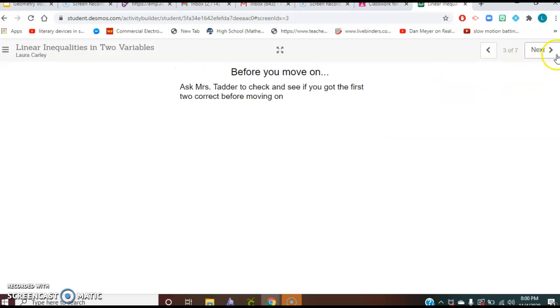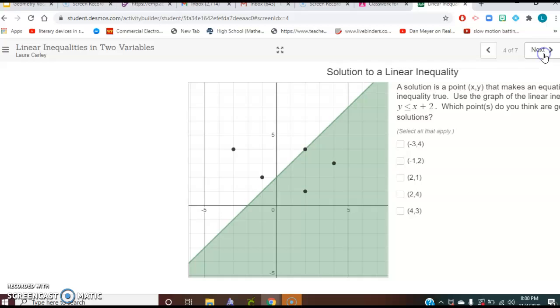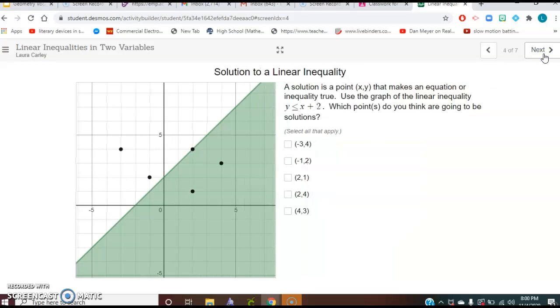All right, I obviously won't be there to check, so make sure you continue on. So I'll do a few on this slide for you, and then the rest of the slides are pretty much the same. So a solution has to make an inequality true, and when we have the graph of an inequality, whatever points are in the shaded area are called solutions. So each slide has a couple of points, and you just have to check all of the ones that are solutions. So remember, an ordered pair is the x and then the y.